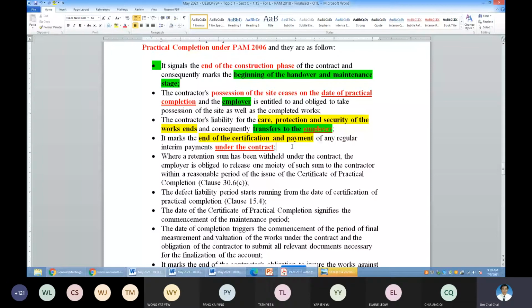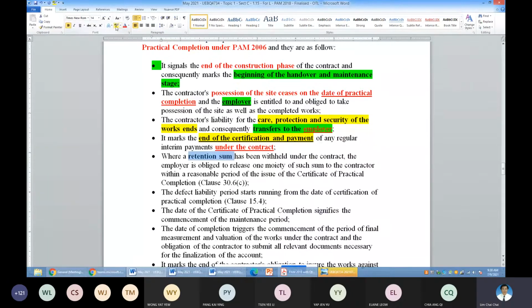So under your PAM contract, your JKR contract, your CIDB contract, your FIDIC contract, this mechanism has to be there. You need to have a certificate by the architect under PAM, and under your FIDIC it will be the superintending officer and so on. Okay, so please remember that the regular certification claim and payment mechanism is no more monthly and so on. It's up to the discretion of the architect. Next, this is a very important part to the contractor, retention sum.